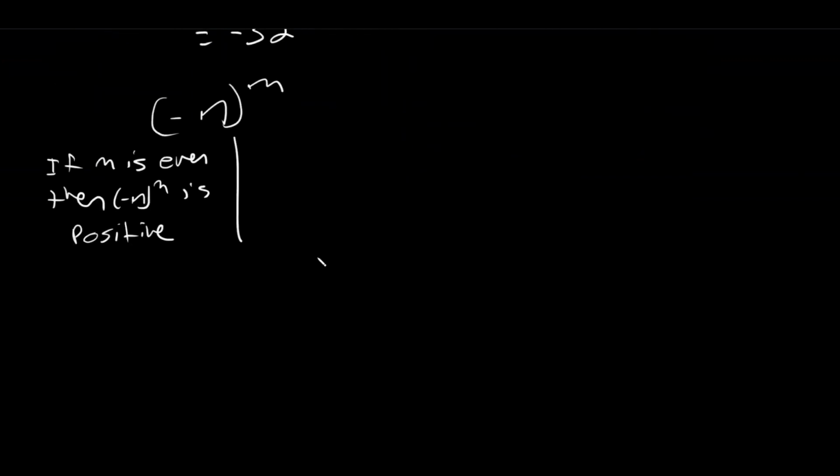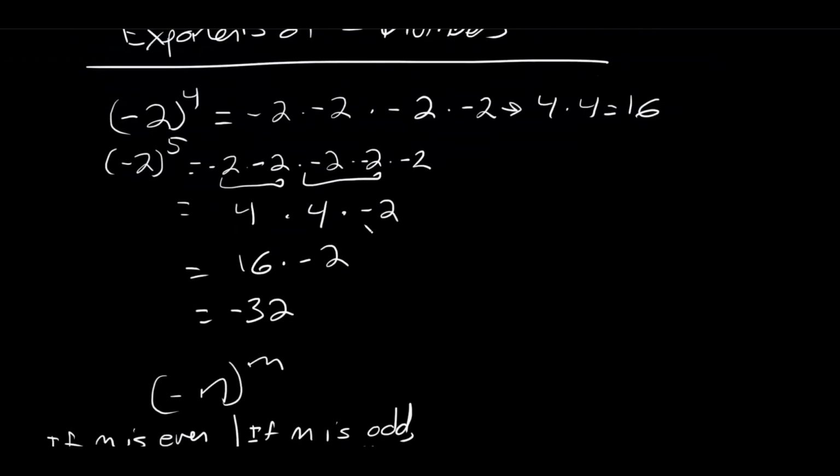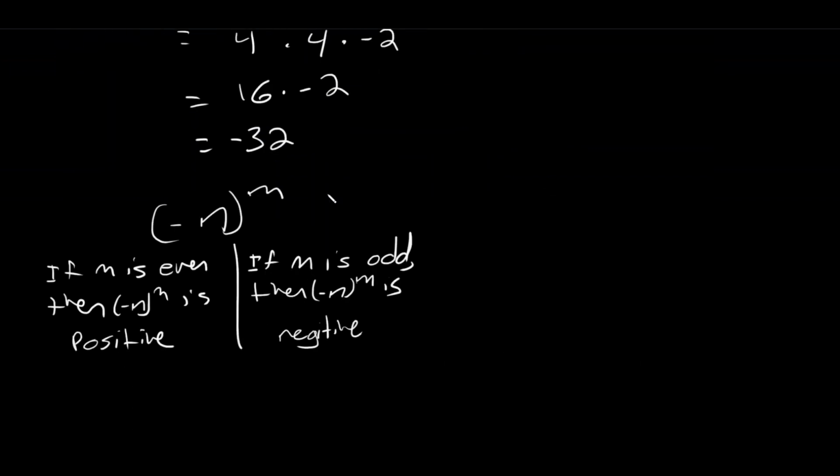And then if m is odd, then negative n to the m power is negative. And we also know this is true because, similar to an even exponent, we could break them down into groups of 2, except now we're going to have one leftover number. So since all of them will be positive and one will be negative, the end result will always be negative. And we can do examples of this.